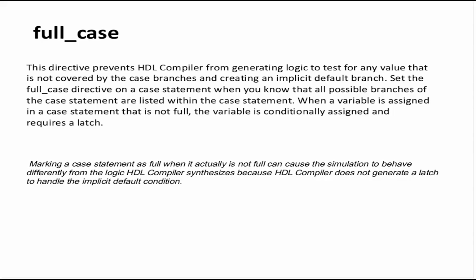Full case prevents the compiler from generating logic to test any value that is not covered by the case branches, and creates an implicit default branch. Now let's say you have a case block where not all the cases are mentioned and there is no default. What does that mean? It means that DC will assume that in the cases you have not specified, you want to preserve the value of the output, and correspondingly it will infer a latch.